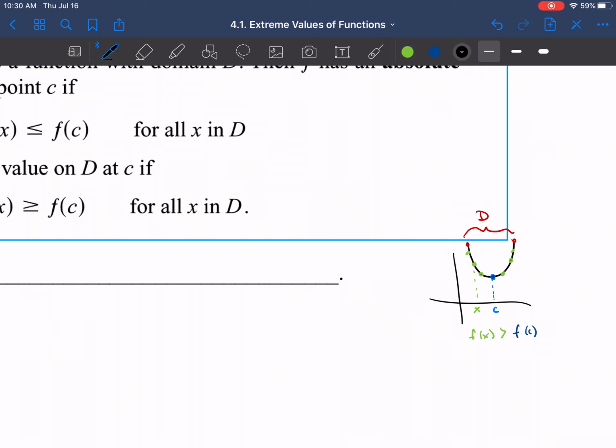Conversely, if our graph is doing something like this, we're going to have a maximum point up here, that would be our c value, and our f of c would be greater than any other f of x we might pick in our domain. Any of these other points we might pick will be less than it, and therefore that c point is our maximum.